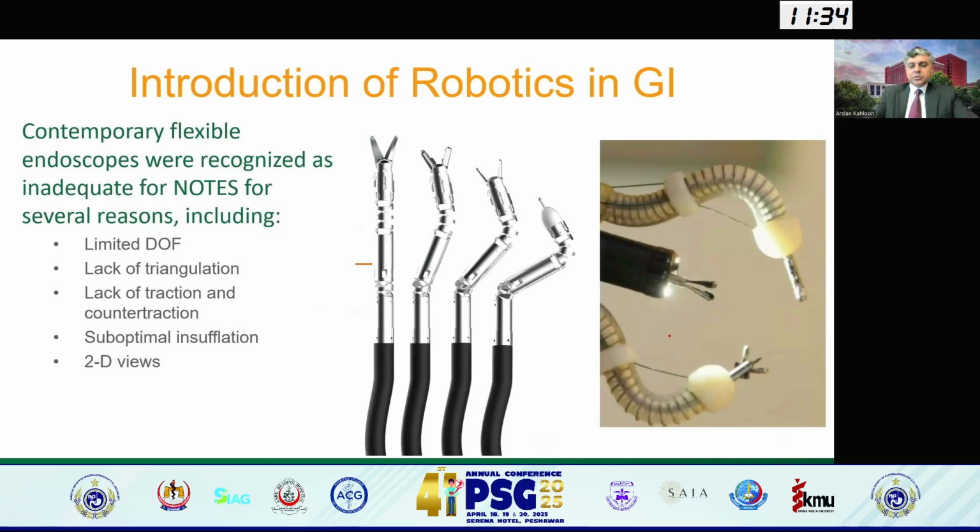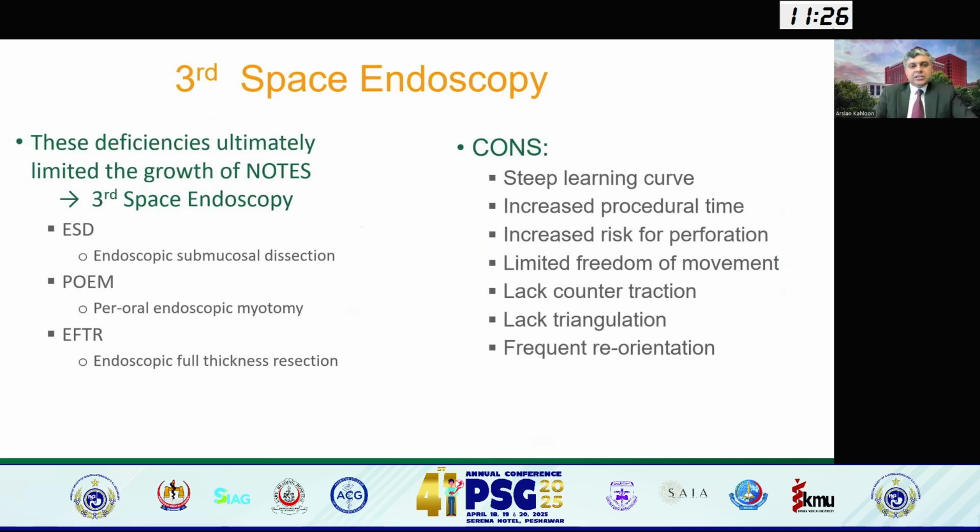So that's where endoscopes were noted to be suboptimal in performing more complex procedures due to lack of some of these things. So eventually, these deficiencies in terms of the flexibility of the endoscopes led to the literature moving away from NOTES and more towards third space endoscopy. So that's when third space endoscopy was born, when there were limitations in performing NOTES procedures. And that's when ESD and some of the other third space endoscopic procedures like POEM, full thickness resections, or submucosal tunneling procedures came into existence, where endoscopes could still be utilized to perform some of these complex dissections.